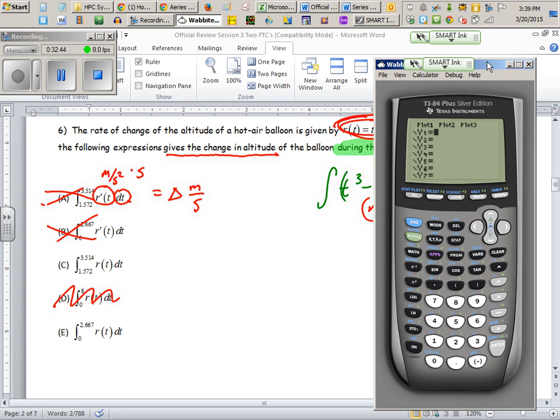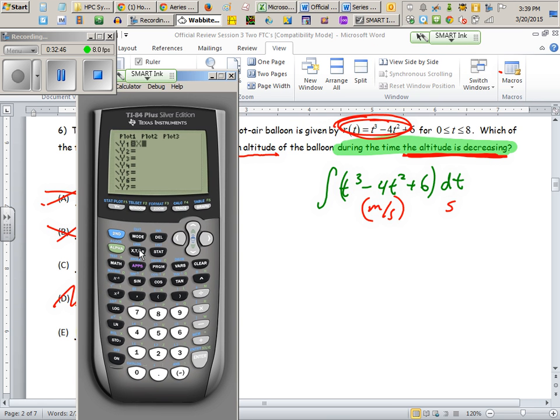And let's go ahead and type in our function. It might as well just be x cubed minus 4x squared plus 6. And we can graph that guy. They were very nice to us. It fits in a standard window. That is super generous. No zooming. It's ready to go. Very cool.